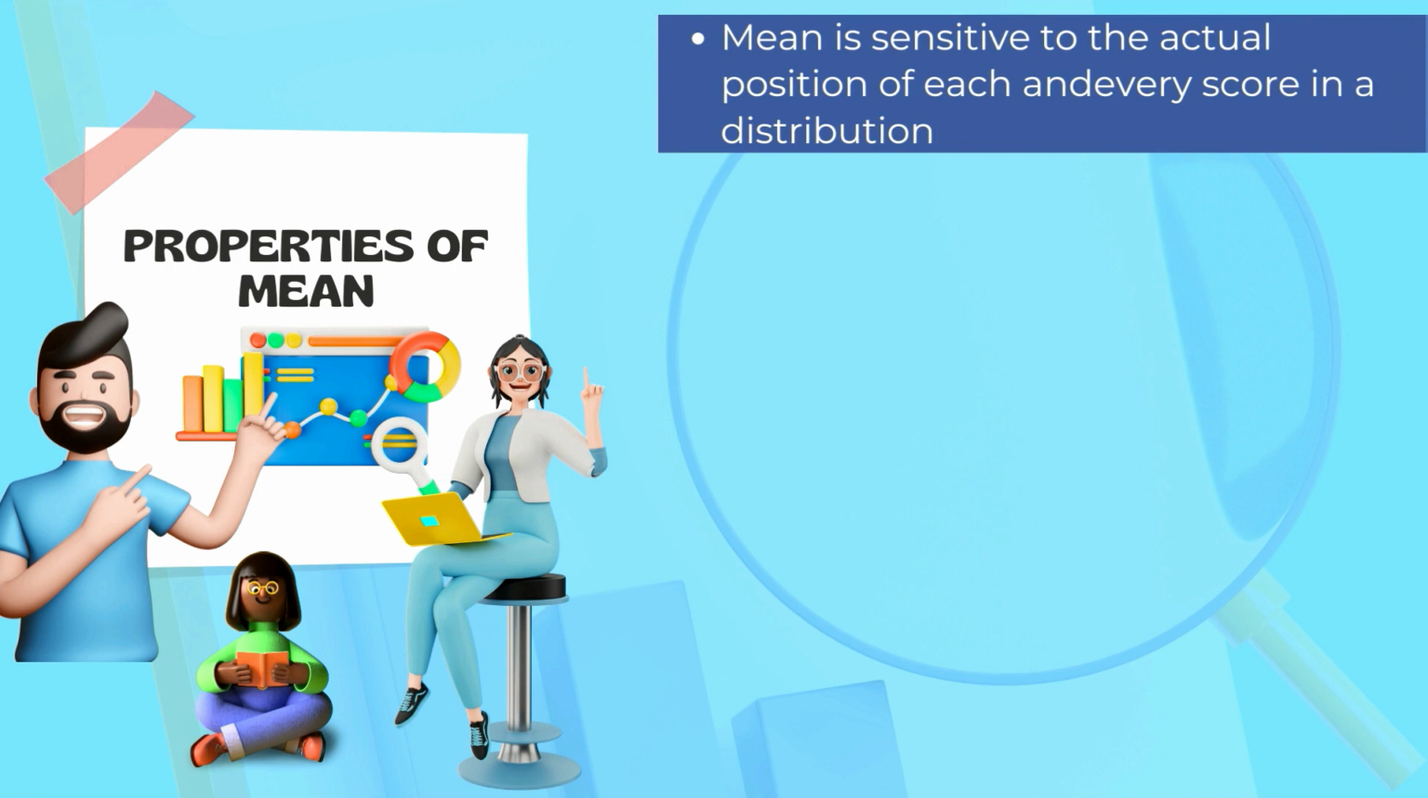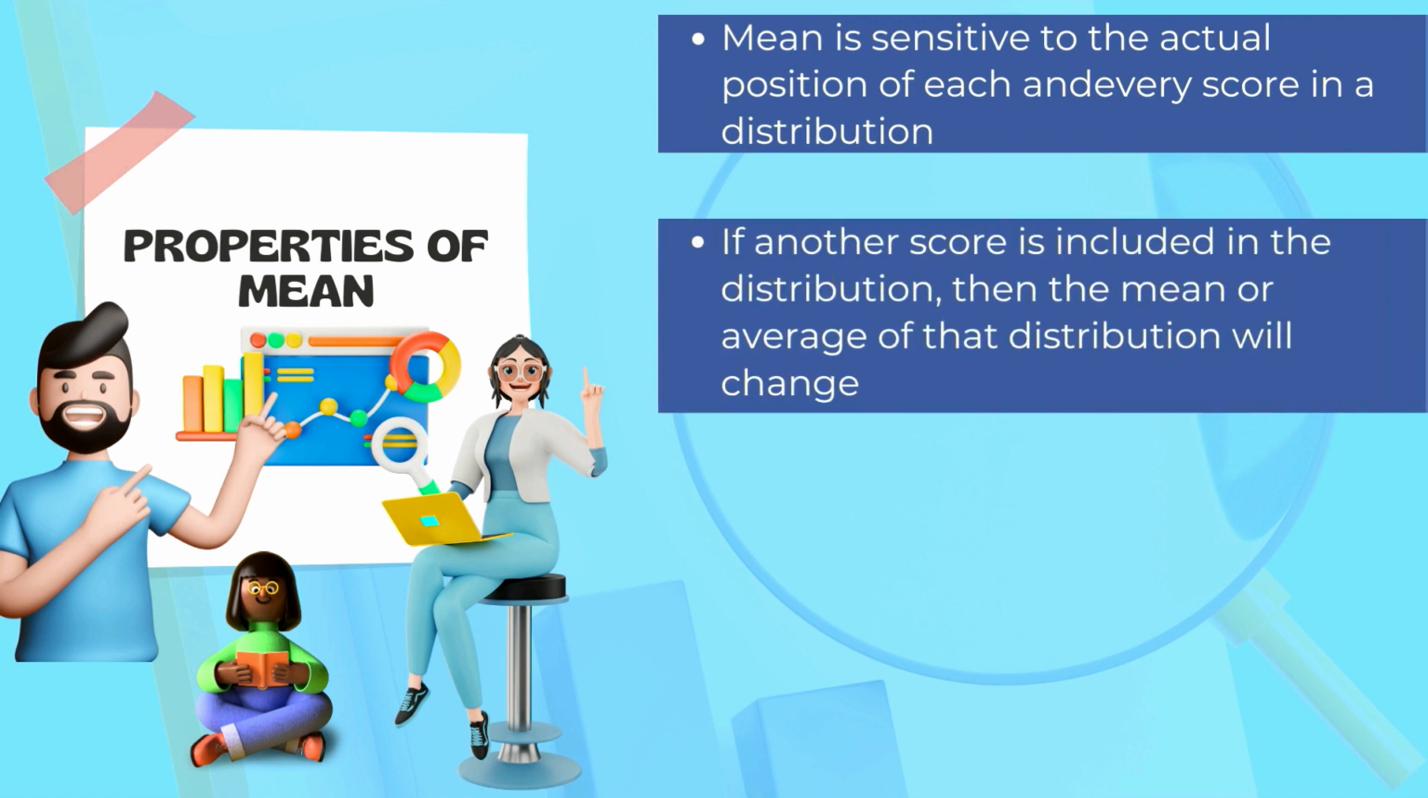The mean is sensitive to the actual position of each and every score in the distribution, and if a score is included in the distribution, then the mean or average of the distribution will change. You will see further how the mean is very sensitive to all scores, because when we calculate the mean, we consider all the scores during the calculation.